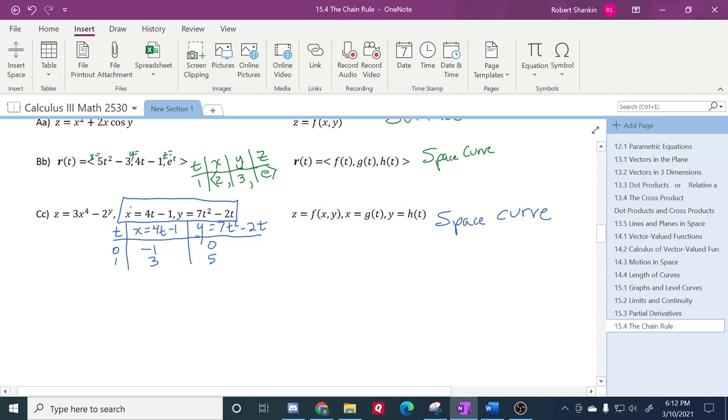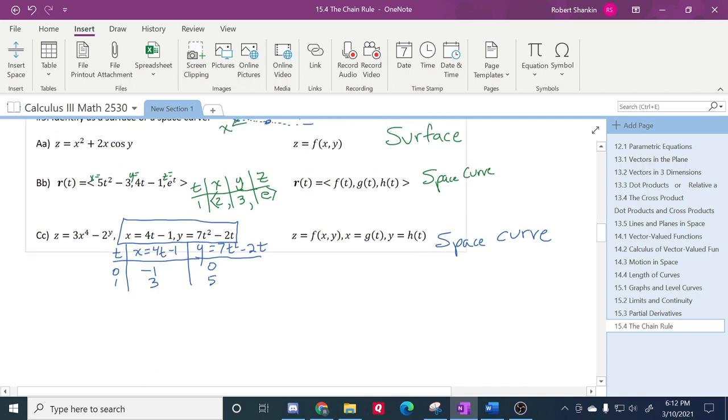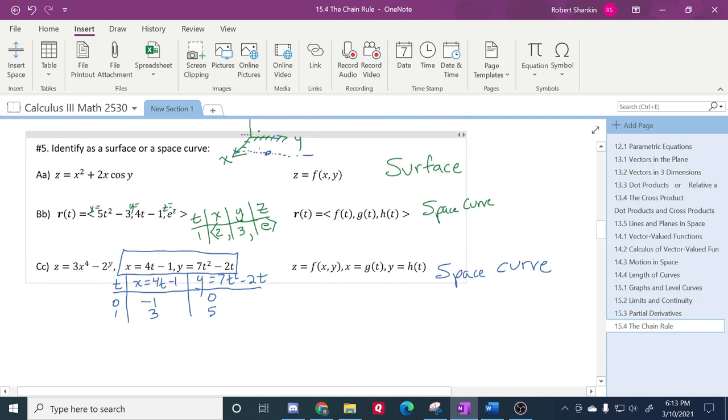These wind up limiting what the x and y choices are over here. When x is 3, you only have one choice for y, which is 5. Because although t gets to be whatever it wants, you're not going to get all the different values over here. Okay. All right.